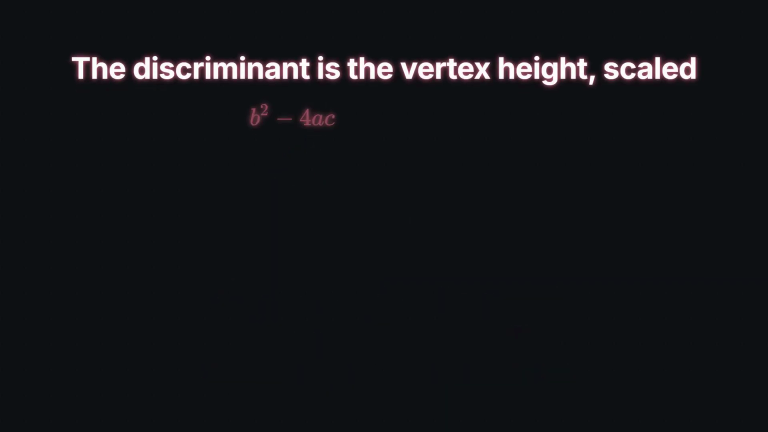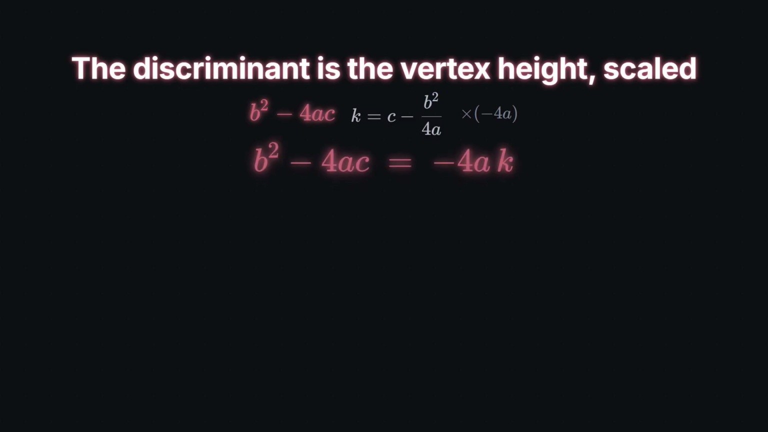Which brings us to the part everybody is made to memorize. B squared minus 4ac. The discriminant. The vertex height is c minus b squared over 4a. Multiply it by minus 4a, and watch. First term, minus 4ac. Second term, plus b squared. That is the discriminant, exactly. So it was never a separate idea. It is the height of the vertex, scaled, asking one question.